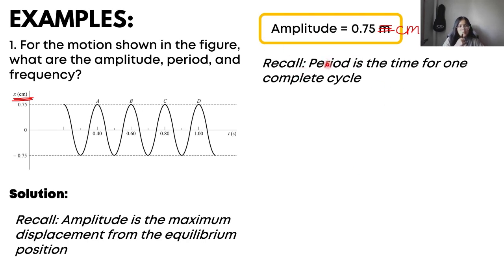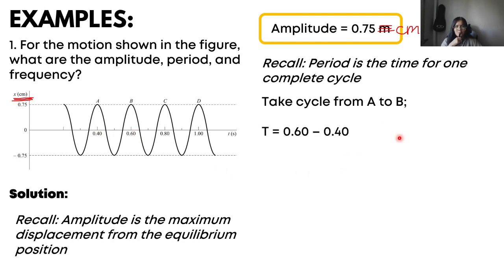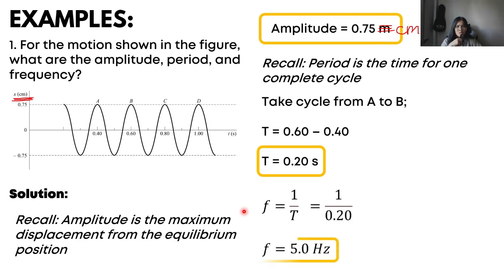And then next one, period is the time for one complete cycle. So, take nyo yung cycle from A to B. Ano ba yung time kay B? Di ba 0.60. Kay A naman, 0.40 seconds. O di, subtract mo lang yun. So, we have 0.6 minus 0.4. Answer is 0.2 seconds. The next one is the frequency, which is reciprocal lang ni period. Di, substitute mo lang, makukuha mo si 5 Hz.